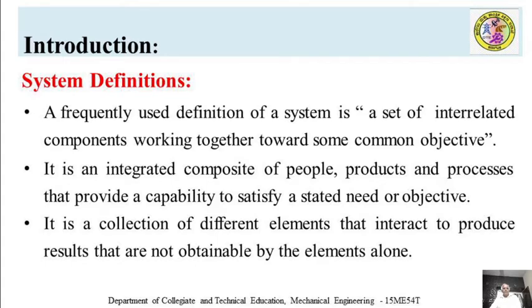Another definition is it is a collection of different elements that interact to produce results that are not obtainable by the elements alone. So according to this definition, elements alone cannot get the output of the system as a whole. Now if you consider the system produces some result, the result produced by the system cannot be obtained by the elements alone. That is the meaning.